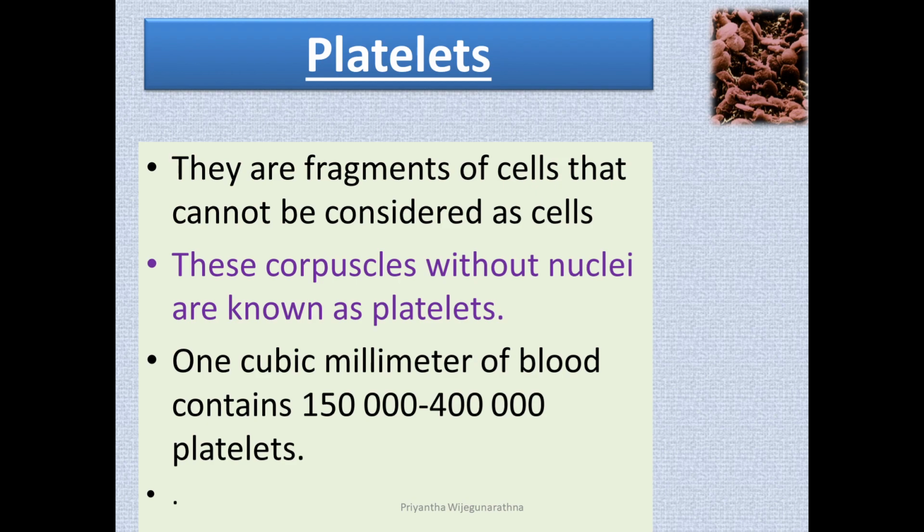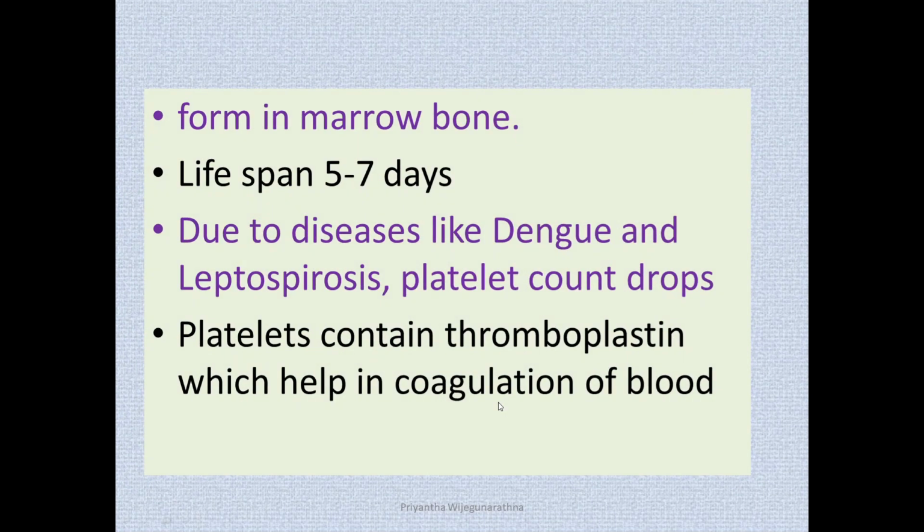If you take 1 cubic millimeter of blood, it contains about 150,000 to 400,000 platelets. But this number may vary according to health condition. When a person is suffering from viral infections like dengue or even the viral flu, this number may drastically decrease. The platelets are also formed in bone marrow. The lifespan is about 5 to 7 days.